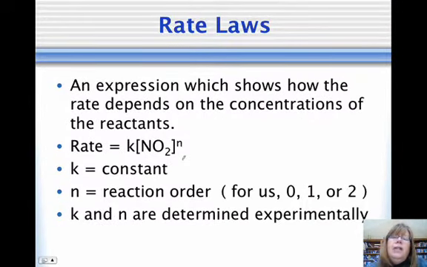So rate laws, it's just an expression that's going to tell you how our rate depends on the concentration of the reactants. And so here again is our rate law for the reaction that we saw for the decomposition of nitrogen dioxide. k is our rate constant. We are going to be spending some time also making sure that you're careful with those units. n is called the reaction order. And for us just starting out, it's either going to be 0, first, or second order. And this k and the reaction order, they are determined experimentally. You don't get any information from the balanced equation for this.